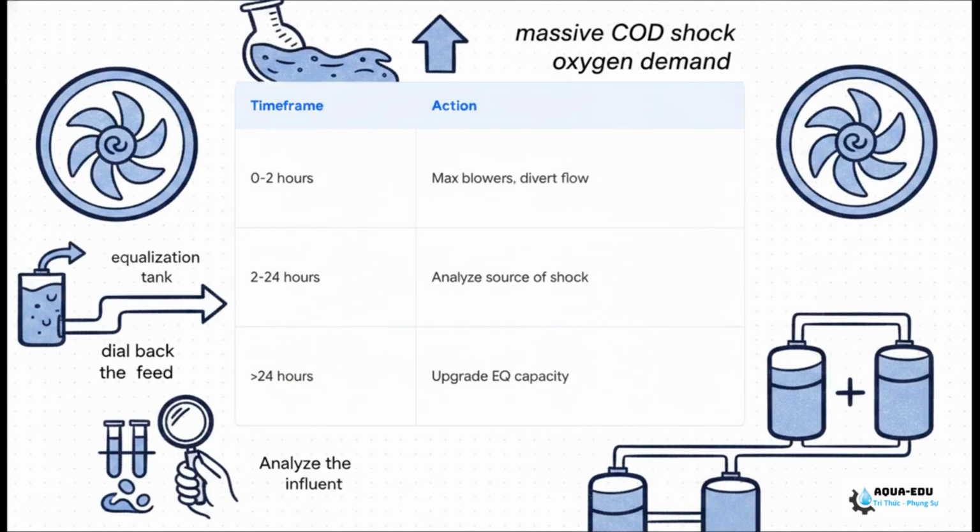Now, dealing with a massive COD shock from production, that's a totally different beast. The equipment is perfectly fine, but the oxygen demand just went through the roof. You've got to max out the blowers right away and immediately divert incoming flow to the equalization tank, or at least dial back the feed valves. Within a day, pull some samples to find the source of the shock. Long-term, you've really got to push to upgrade your equalization capacity so this doesn't bite you again.